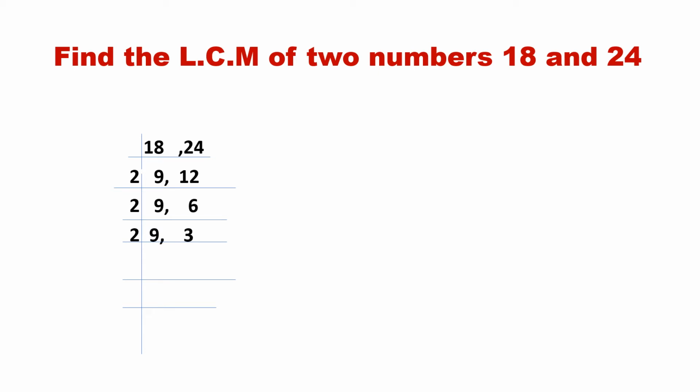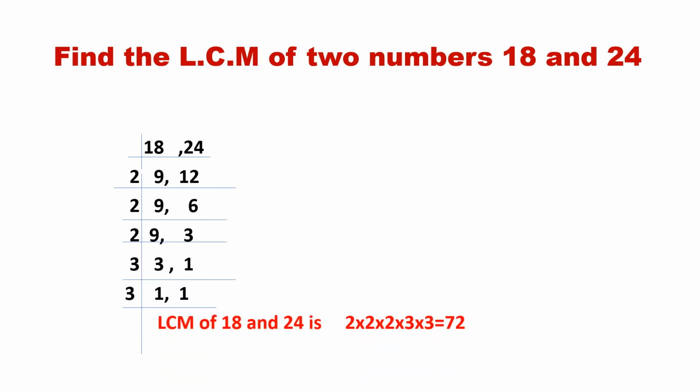Now we see that 9 and 3 are not divisible by 2. So which is the next prime number that we can take? It is 3. So I will take 3, 3 3s are 9 and 3 1s are 3. So the story of 24 is over. Now we have so many factors, 2 into 2 into 2 into 3 into 3. When we multiply all these, we will get the LCM of 18 and 24. So the LCM of 18 and 24 is 2 into 2 into 2 into 3 into 3, and that is 72.